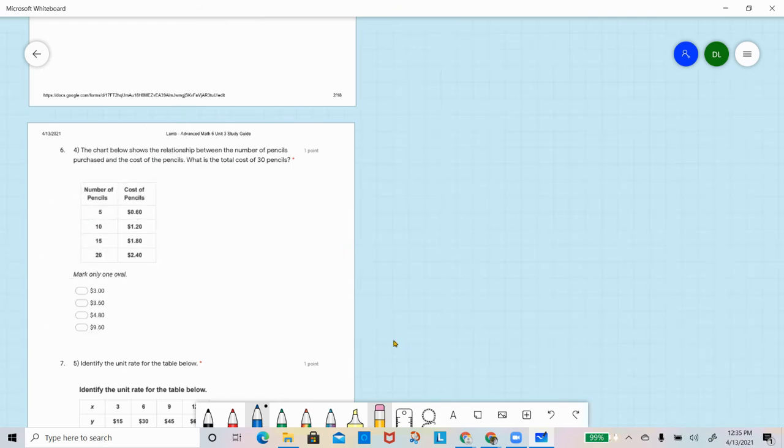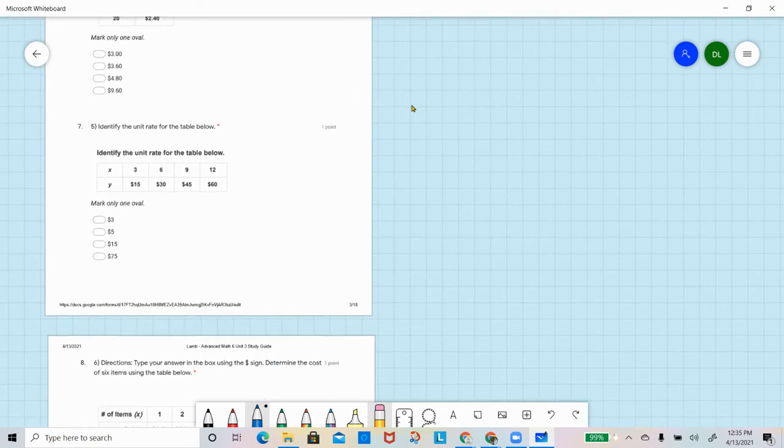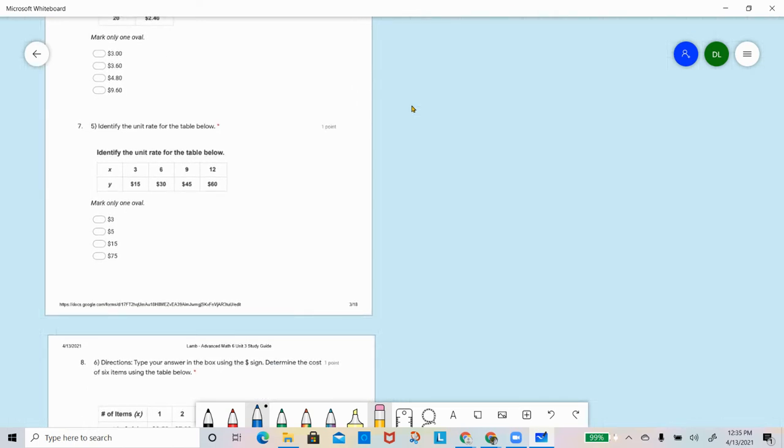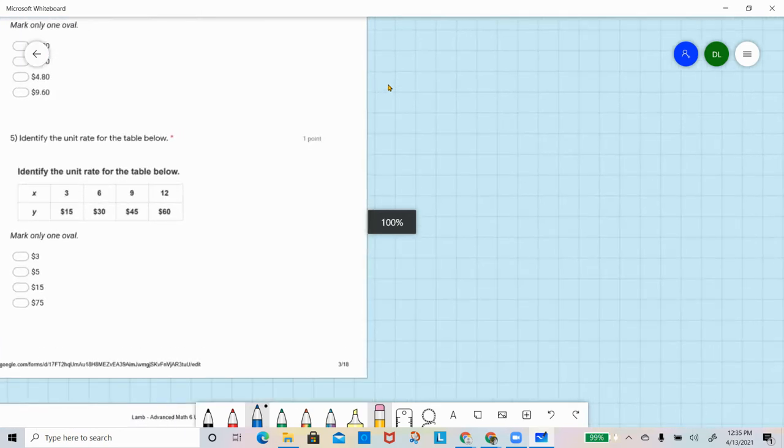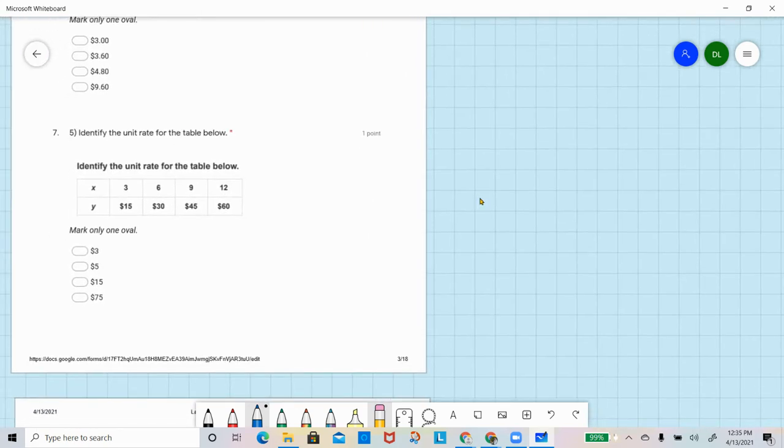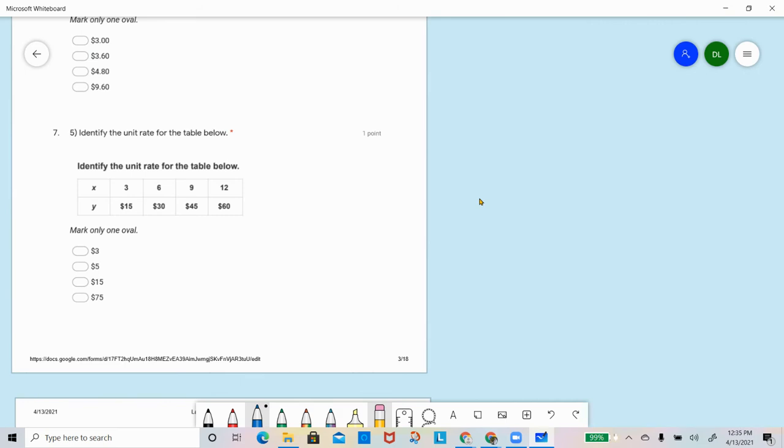Okay, so now we'll go on to number 7. It says identify the unit rate of the table. I think we can make this a little bigger if we wanted to. Let me move this over just a little bit. Okay, so identify the unit rate of the table. Now, unit rate means how much for 1.